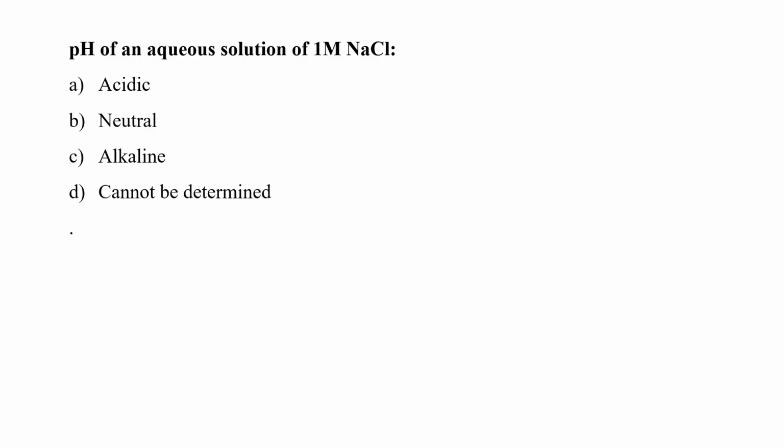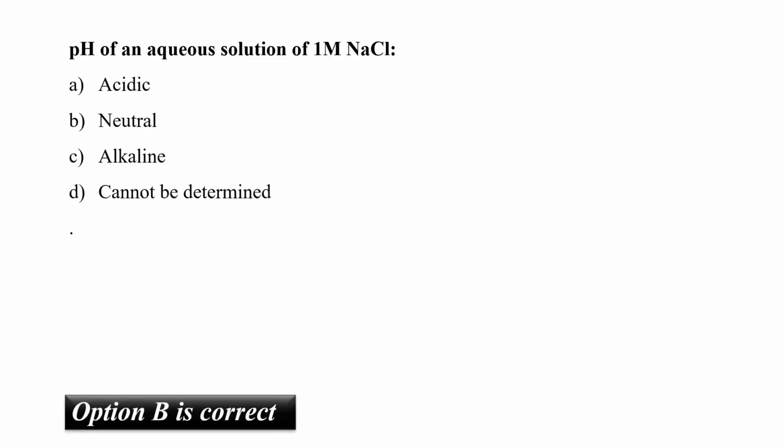pH of an aqueous solution of a 1 molar NaCl would be acidic, neutral, alkaline, or cannot be determined. When a strong acid and a strong alkali combine, they form neutral salts. For example, whenever HCl combined with the NaOH, it forms NaCl and H2O. Both do not affect the pH, hence the pH of the water would be 7, that is neutral. So option B would be the correct answer, that whenever we dissolve 1 molar NaCl in water or any solution, it won't change the pH and the pH of the solution will remain. That means pH of the water will be neutral.